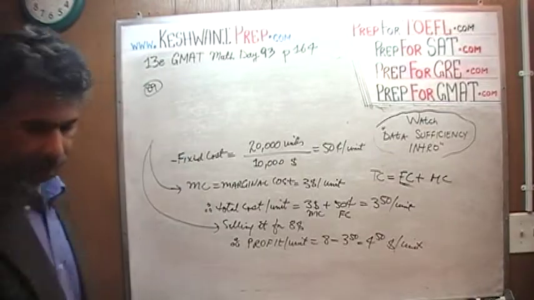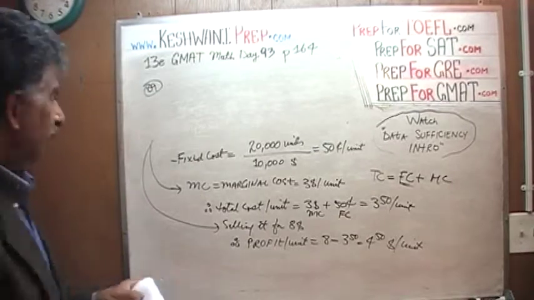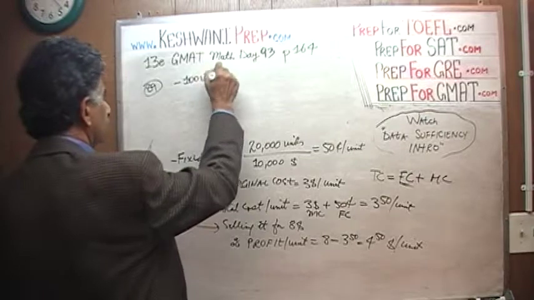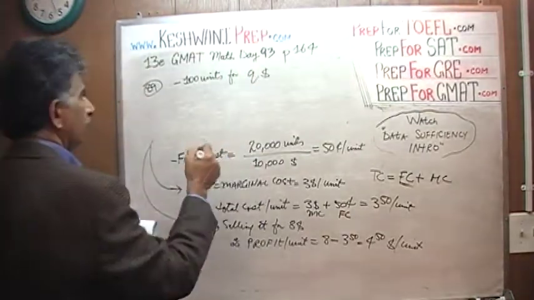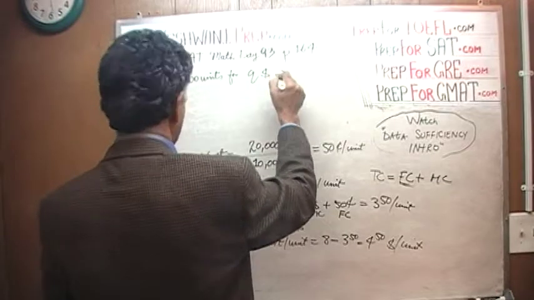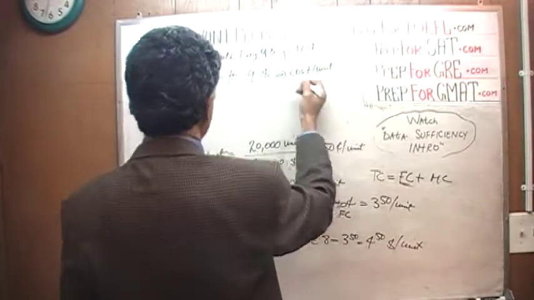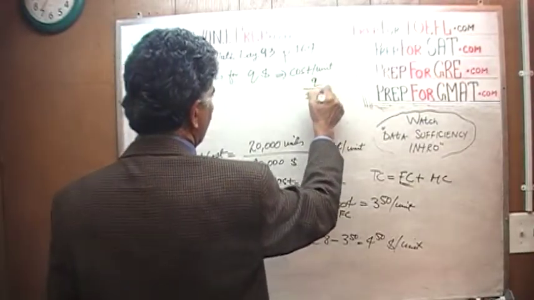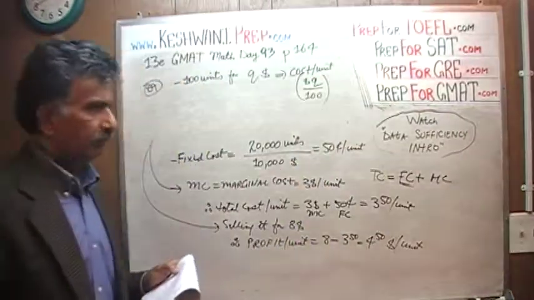In 89, they tell us that we can make 100 units for Q dollars. Well, if that's the case, then the cost per unit must be Q dollars per 100 units. This is the cost per unit.